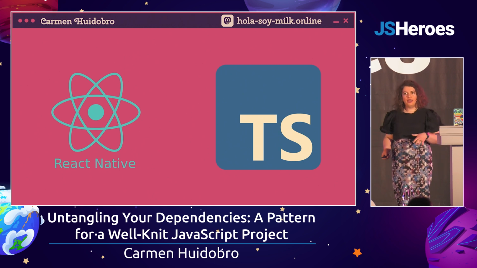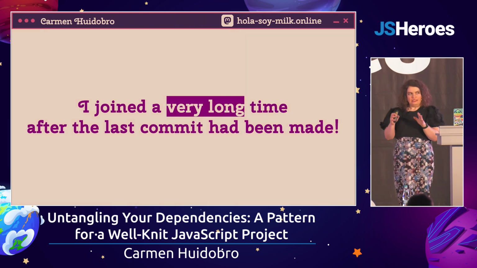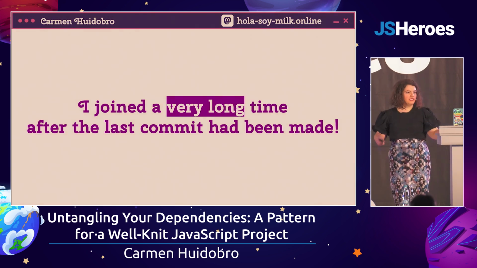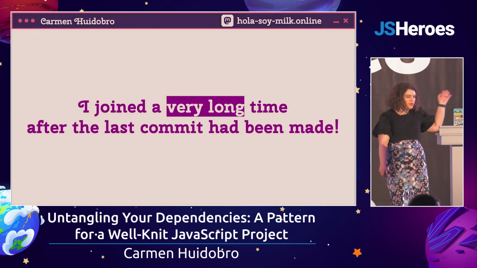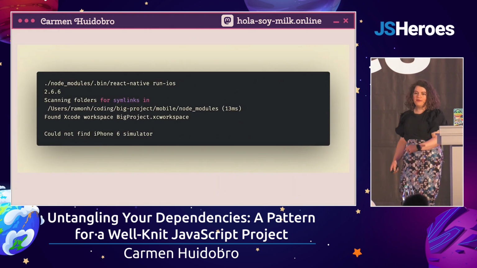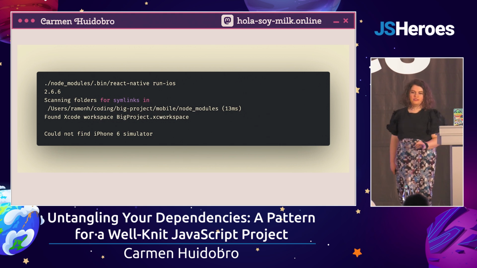Let's see, at the time, the last release and commit had been done in around 2019. So I was like, cool, no problem. I'll just fire it up, get it on the terminal, clone the repository, all that good stuff, run the app, and I get an error. Could not find iPhone 6 simulator.